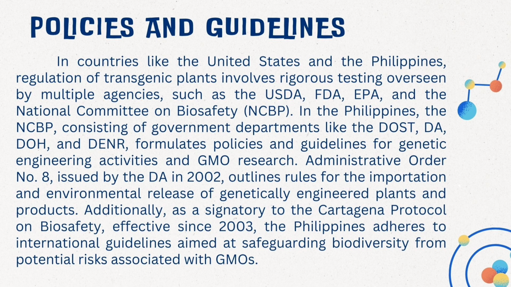Third is labeling and traceability. Many countries have mandatory labeling requirements for genetically engineered food products to provide consumers with information about presence of genetically modified organisms or GMOs in the food they purchase. Traceability measures are also implemented to track GE crops throughout the supply chain.